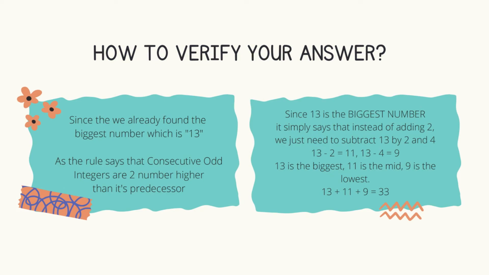Now, how to verify if your answer is correct? Since we already found the value of the biggest number, which is 13, as the rule says, that consecutive odd integers are two numbers higher than its predecessors. Since 13 is the biggest number, it simply says that instead of adding 2, we just need to subtract 13 by 2 and 4. So, 13 minus 2 is 11. 13 minus 4 is 9. 13 is the biggest, 11 is the mid, 9 is the lowest. 13 plus 11 plus 9 is 33. So, tama ang iyong answer.